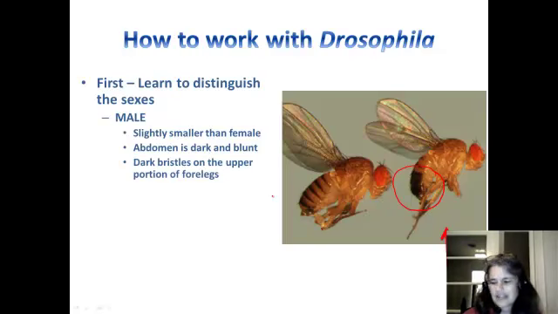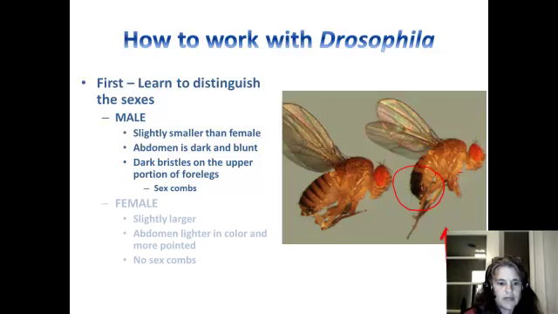There are sex combs, little bristles on the forelegs of the male that do not show up in this photo well. This is obviously the easier characteristic. If this is for some question in doubt, you can look for little hairs sticking off the forelegs, but hopefully the black bottom will be very evident.